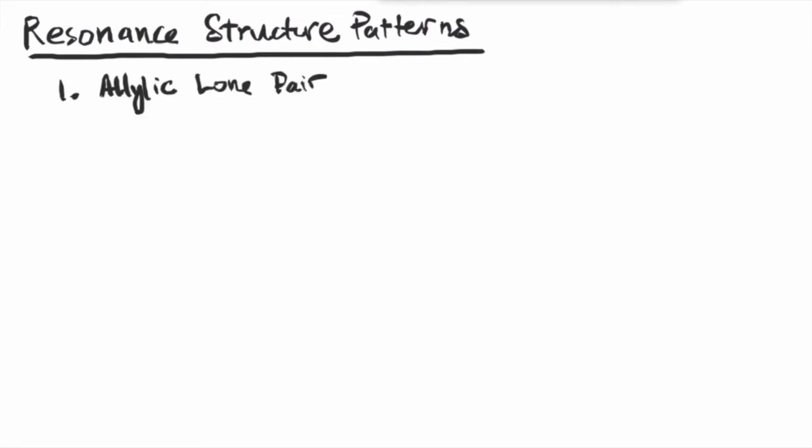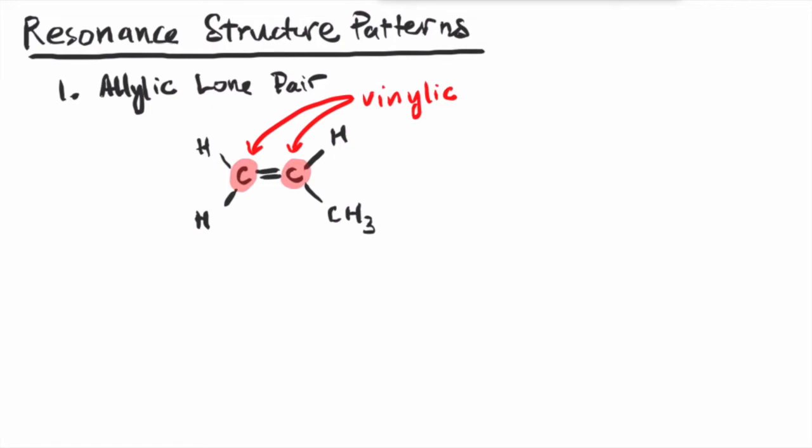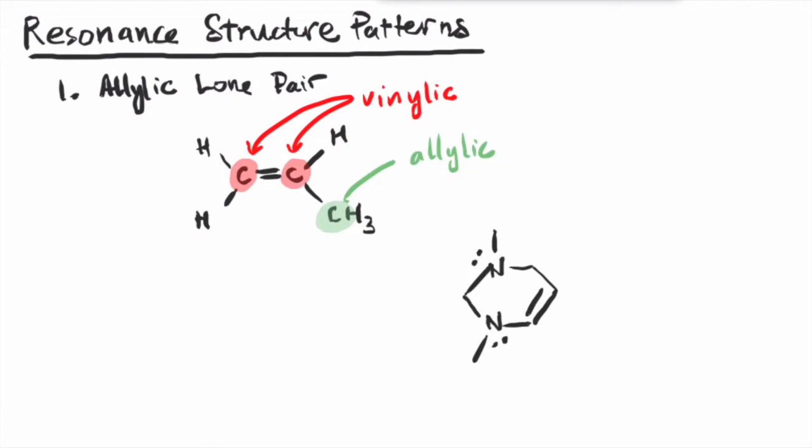The first pattern is to recognize when you have an allylic lone pair. First, let's determine what is allylic. When you have a carbon-carbon double bond, the carbons that are involved in that double bond are called vinylic, and the position that is attached to that vinylic carbon is called the allylic position. Let's see if we can identify the allylic position in this molecule. We have here our double bond and the vinylic carbons, so the atoms highlighted in green are considered the allylic position. Therefore, the lone pair on that nitrogen is considered an allylic lone pair. This nitrogen on the top is too far away, so its lone pair is not considered an allylic lone pair.